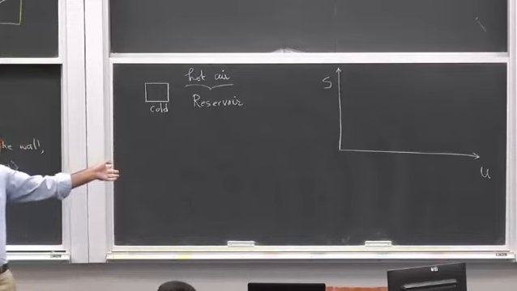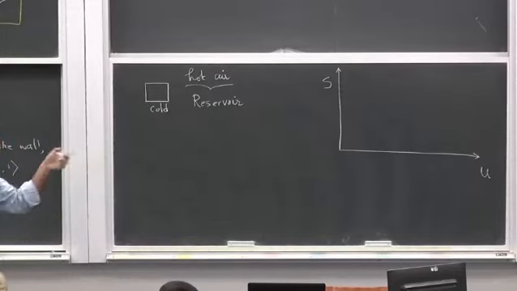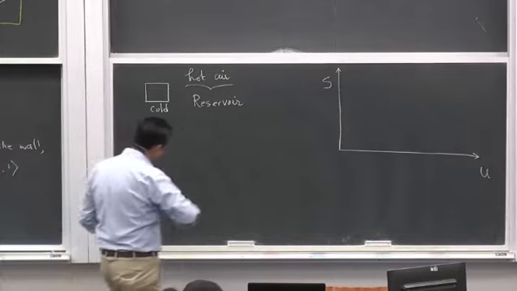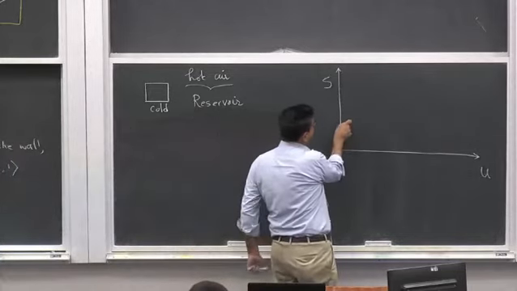So what kind of graph do you think a reservoir should have? Or the entropy versus the temperature? Straight line? Straight horizontal line? Straight vertical line? Straight sloping line? Vertical line? It should be a sloping line, a straight sloping line. This is the reservoir.